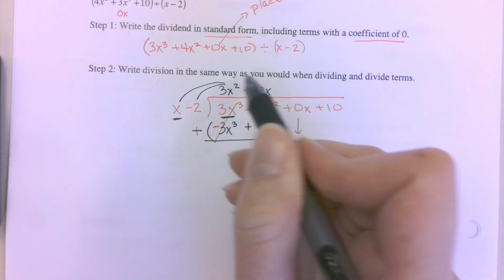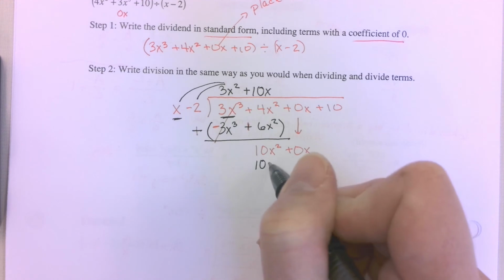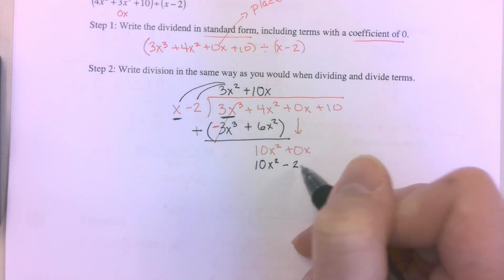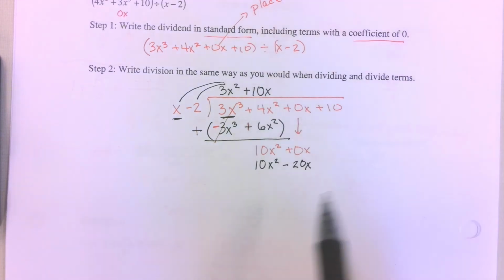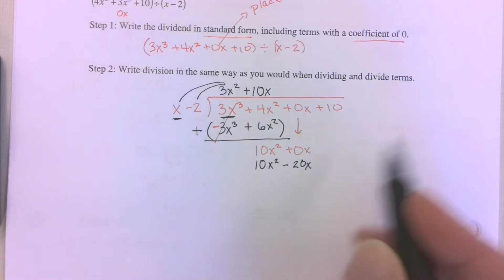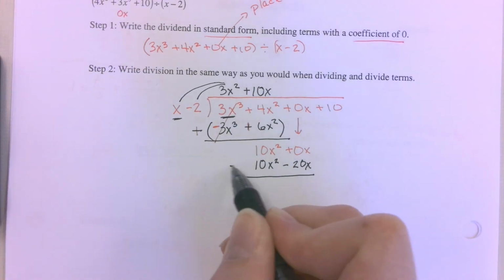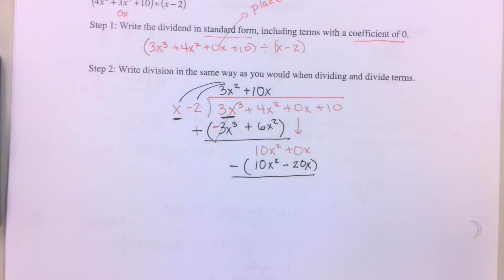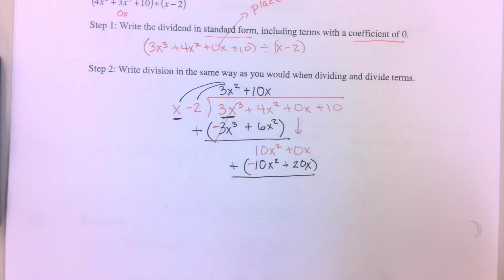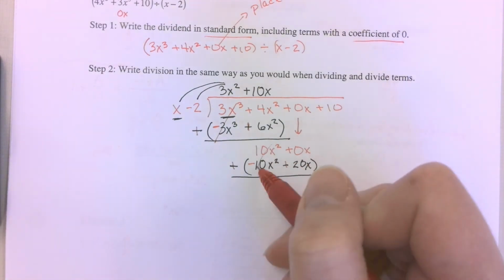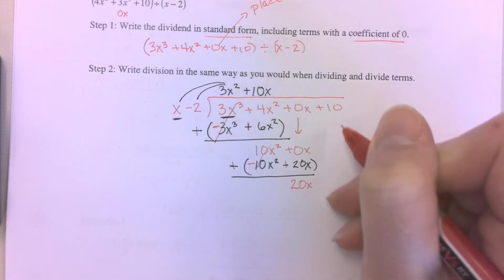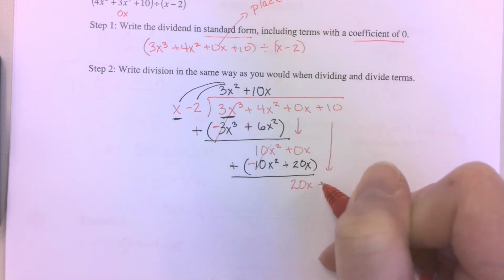So take your 10x and distribute it. 10x squared, 10x times negative 2 is negative 20x. That's why we need that placeholder, so we had a place for this x when we got there. Okay, just like regular division, I come in and I subtract to find the difference. What I want to be careful about is not losing my signs. Now that I've changed my signs and I'm sure that that cancels out, I bring down my leftover of 20x and I drop the next term of plus 10.